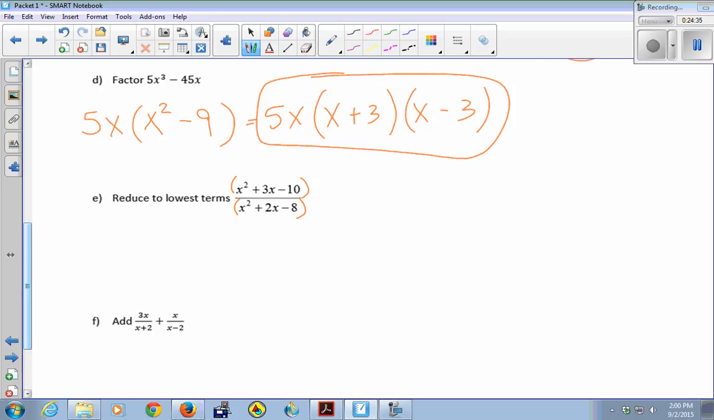So x squared plus 3x plus 10, what does that factor to? X plus 5 times x minus 2. Let's just double check with a quick FOIL. X squared minus 2x plus 5x, that does give me plus 3x minus 10. Good. And then my denominator, what does that factor to?